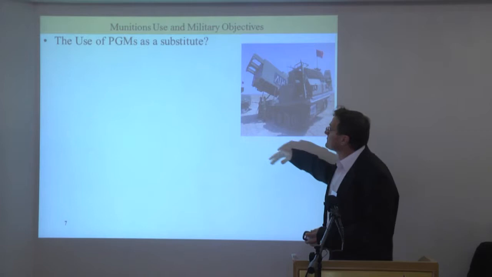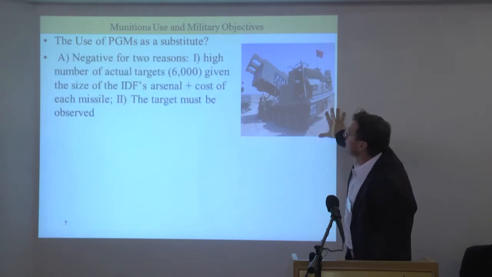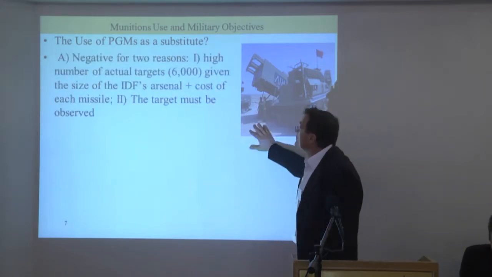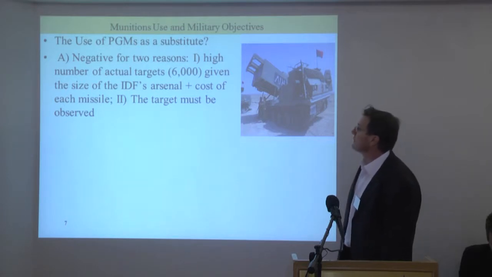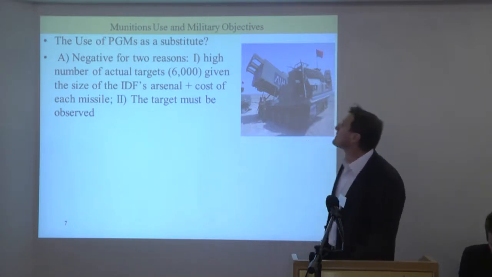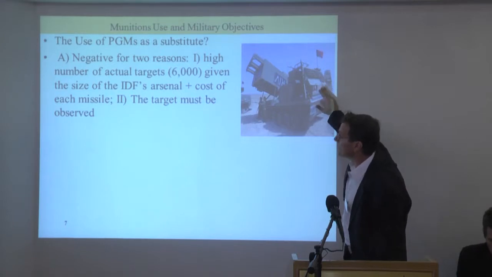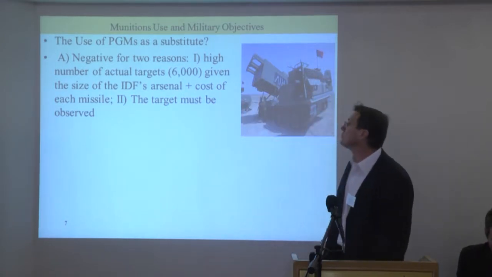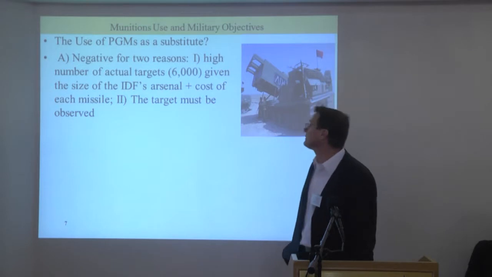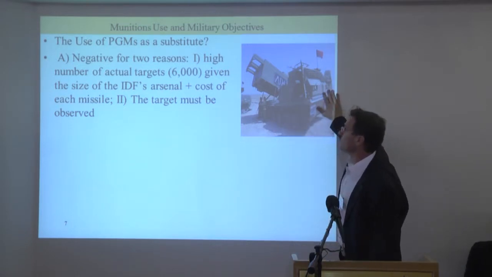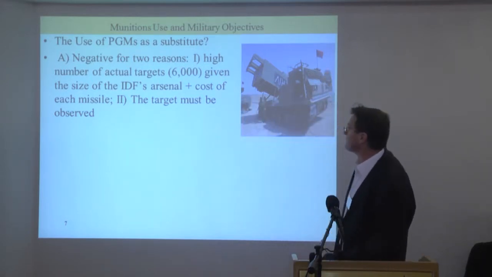The use of PGM as a substitute: this is the launcher of the Tammuz missile. First, the answer is negative for the first purpose, for two reasons. First, the high number of actual targets. There were more than 6,000 targets. So no army could afford such a high number of PGM. A shell costs some $200 to $300. A PGM could reach $200,000. So in any case, it's beyond the size of the IDF's available arsenal.